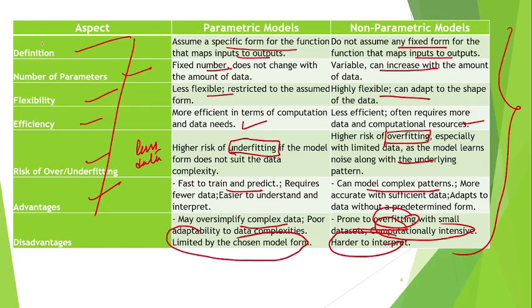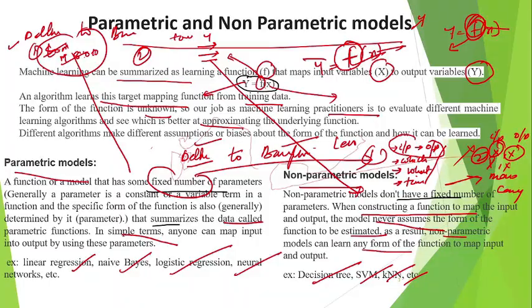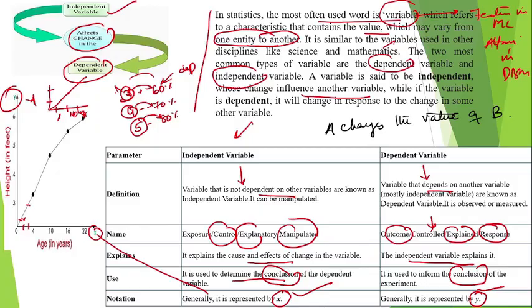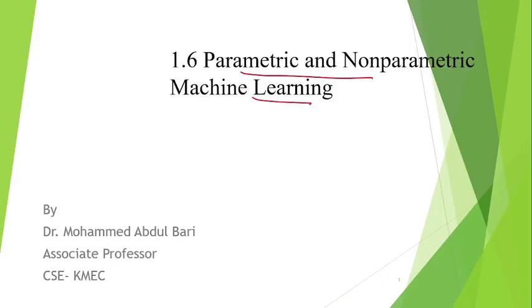The one simple important thing is that in parametric, we know the input, we know the output, and we can predict it. In non-parametric, we don't have anything. To understand parametric and non-parametric, we must understand the concept of independent and dependent variables. I hope you have already watched that video.